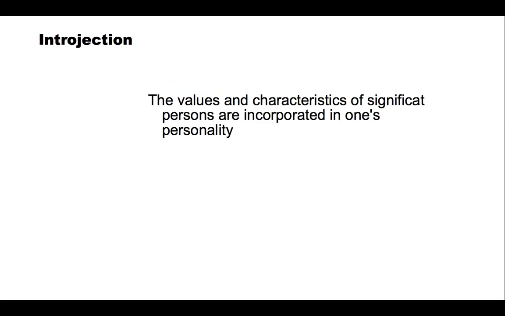Now let us see what is introjection. So in introjection, the values and characteristics of a significant person are incorporated in one's personality. So for example, a woman who likes to live in a simple way introjects in her the sophisticated way of living like her husband.